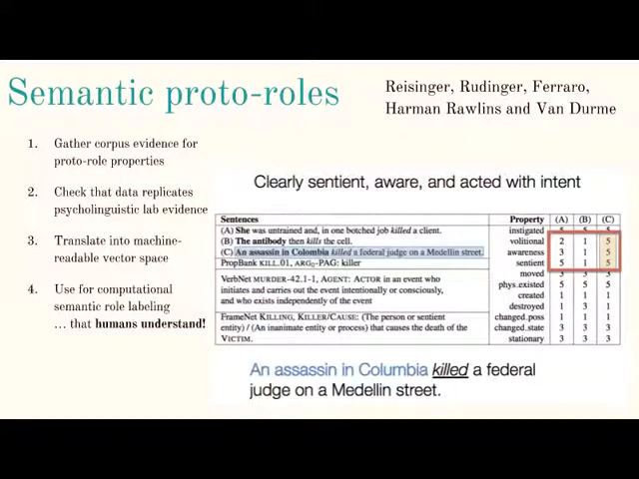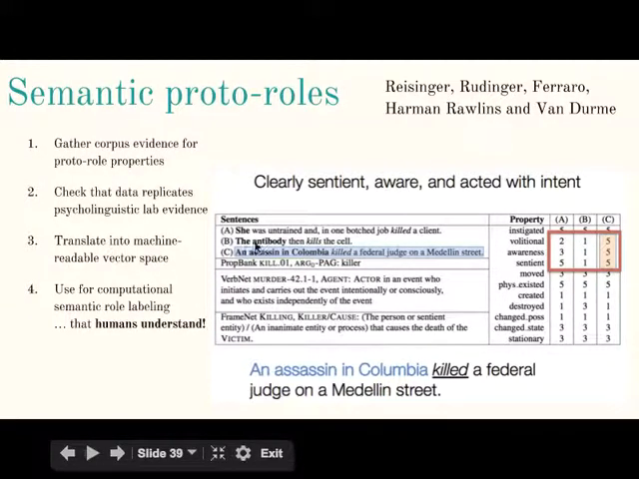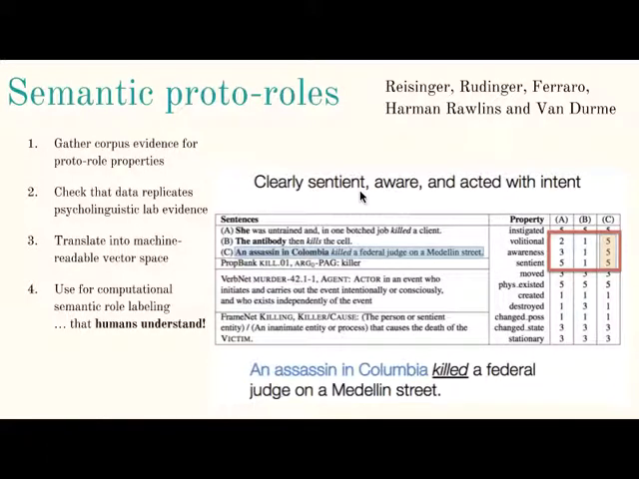And the nice thing about this is that it produces a computational result that humans can understand, right? So you can look at this and say, I know why the assassin in Colombia is the actor here. They're clearly aware of what they're doing, acting with intent and sentient, and these are all features that we generally associate semantically with being an agent. So this is how human semantics theoretically look, and this is on the other end of the spectrum completely from the deep learning stuff. But it's also complex in its own way, right? There are all these different levels in the rule-based approach too.